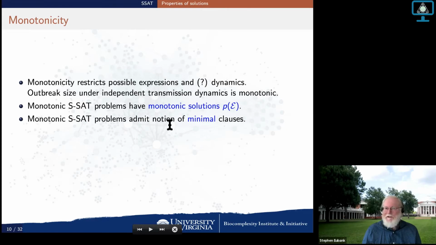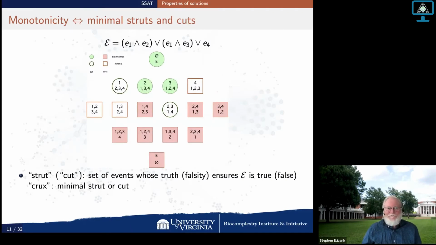Monotonic SAT problems admit the notion of minimal clauses. All right, so what do I mean by minimal clauses? Here's a simple expression, and it has 4 variables. They're binary variables, so there are 16 possible states for this system, and each of those 16 is represented here. Each one of those states is labeled redundantly by, on the top row, which events are true, which events occurred, and on the bottom row, which events did not occur or are false. It's redundant, but it's kind of handy for some ways of looking at this.